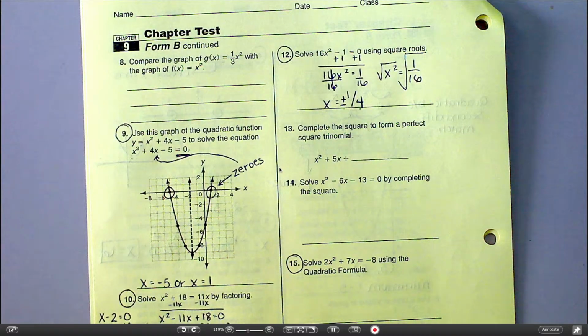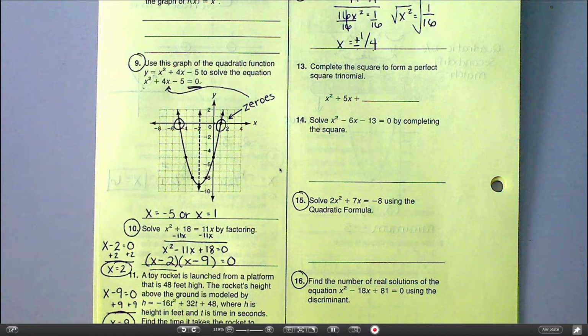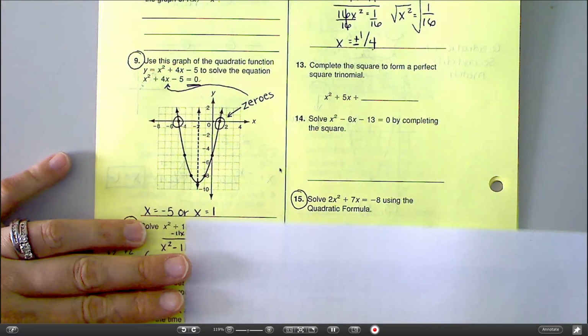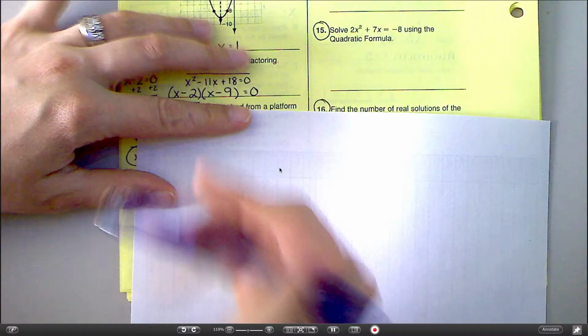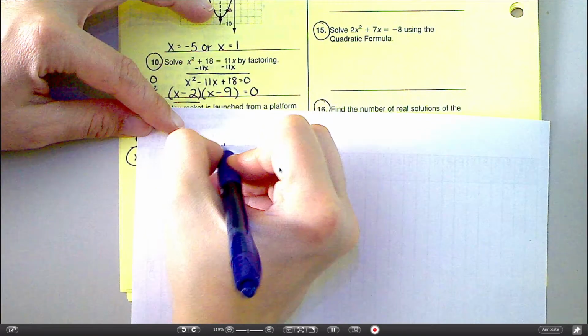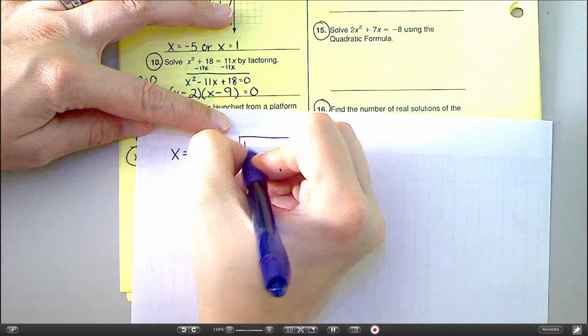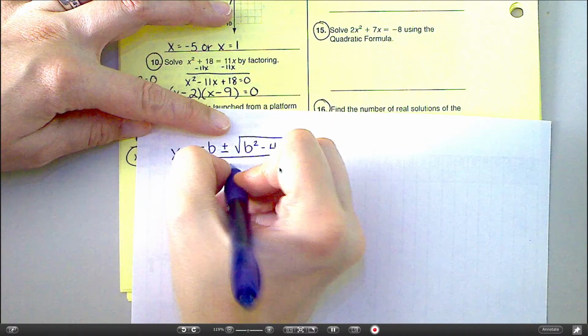Okay, 15, quadratic formula. I'm actually going to grab a little scrap of paper here because the quadratic formula is kind of massive. Do you remember the quadratic formula? Negative b plus or minus. Good. Let's do one of these. Okay, there's 15. So quadratic formula, I would write it down here just so you have it when you go to do your assignment tonight. Plus or minus the square root of b squared minus 4ac all over 2a.